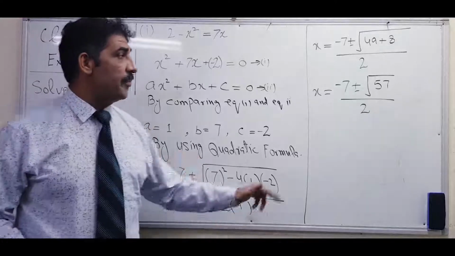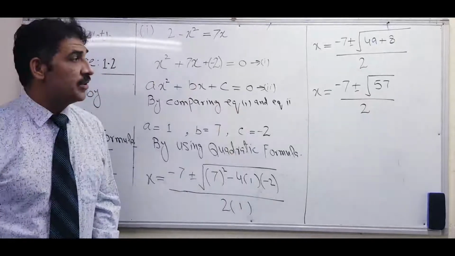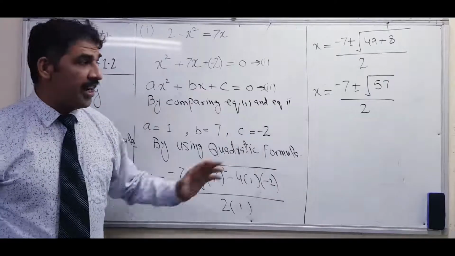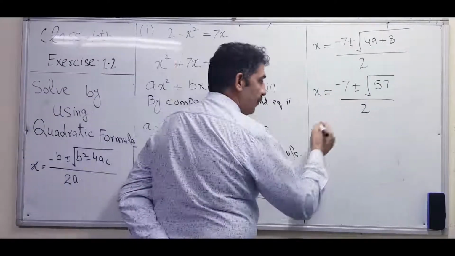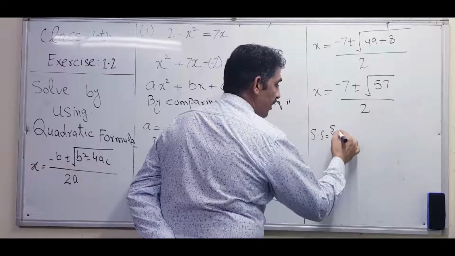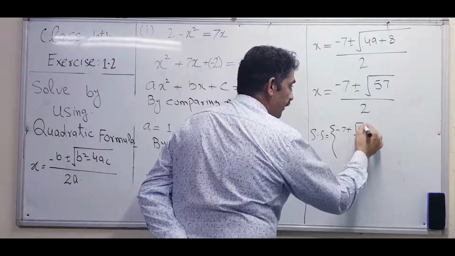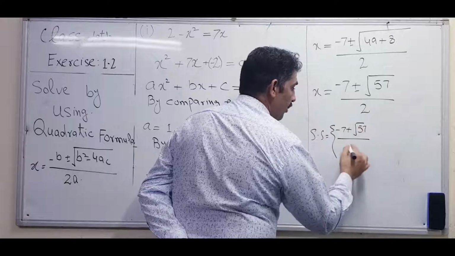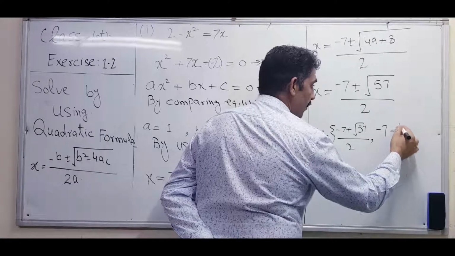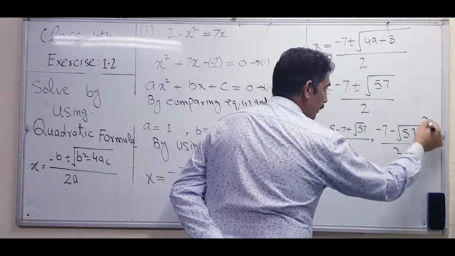Now there is no possibility of more simplification because that is a surd form, so nothing more is possible. If you want to write it in more simplified form, then you will write one with plus and one with minus. That is your answer. The solution set is: open bracket, minus 7 plus root 57 over 2, comma, then minus 7 minus root 57 over 2, and bracket close.